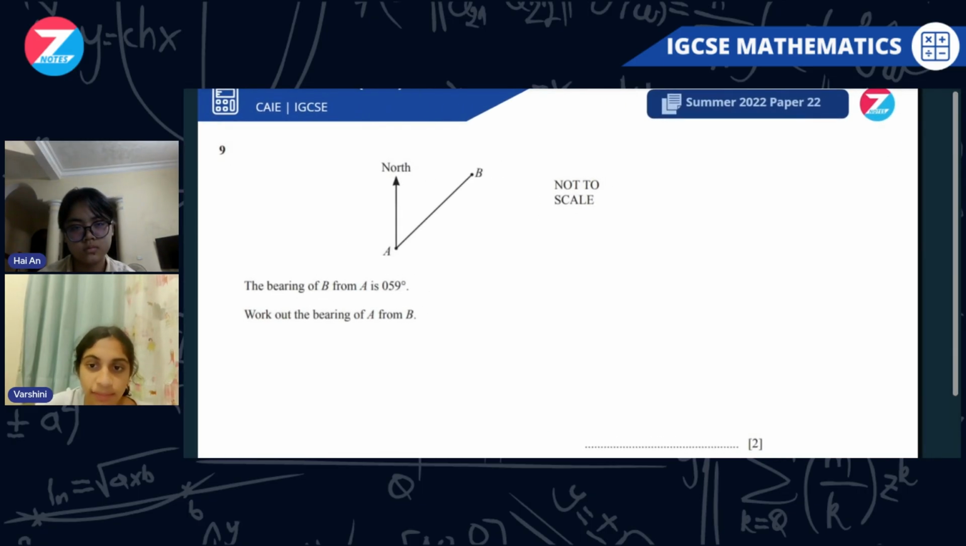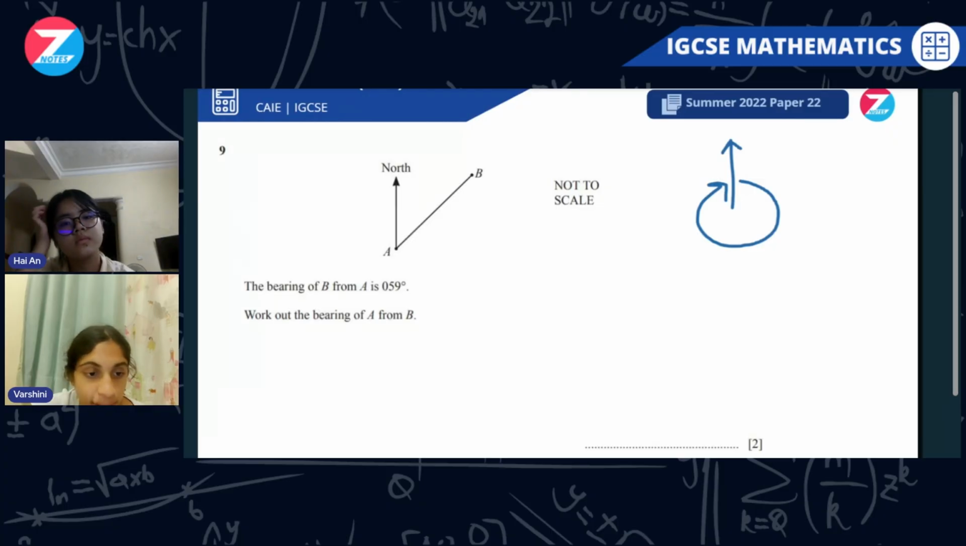We know that for a bearing, if this is north, the bearing is going to go clockwise. Okay, and they're saying the bearing of B from A is 059. And we know that bearing is always measured from north. And when they say from A, that's where we take it from. We don't take it from B, we take it from A. So for example, in this one, it would be this much because we're going to go clockwise and start from north. So this much is 59 degrees, B from A.